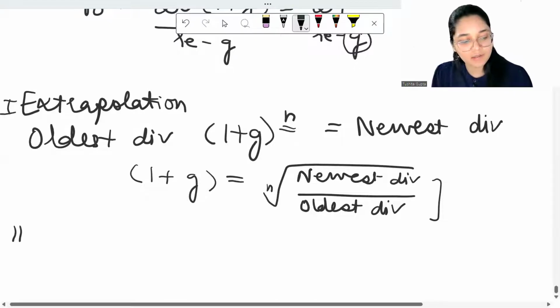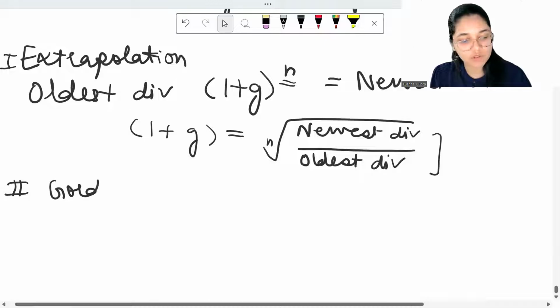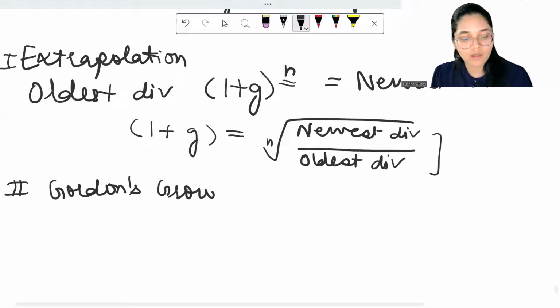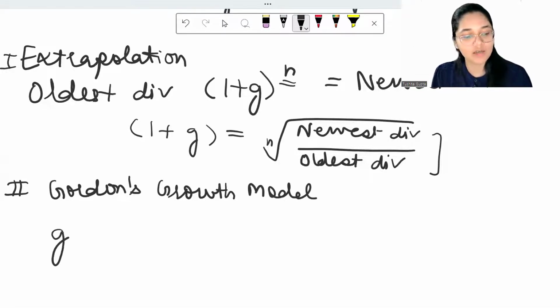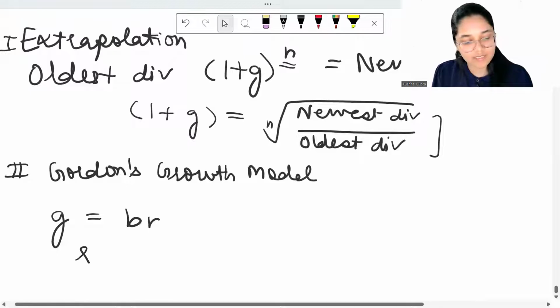The second method to calculate the growth rate is your Gordon's growth model. So this was a model given by a person named Gordon, hence the name Gordon's growth model. Now, how does this work? It gives you another formula. Now, G, according to this model, is equal to BR. What are B and R over here? B is nothing but the retention ratio. B is your retention ratio.